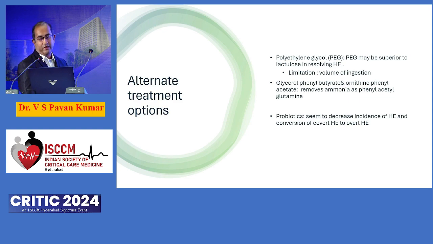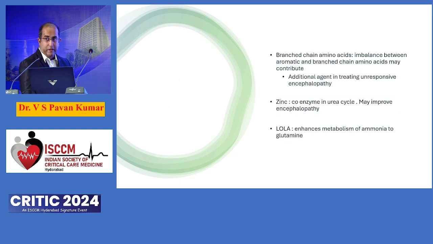Next, you have different chemicals like glycerin phenylbutyrate and ornithine phenylbutyrate, which essentially convert ammonia to phenylacetyl glutamine, which is excreted by the kidney. We've been talking about gut dysbiosis, so probiotics have been shown to either resolve HE or decrease the conversion of covert HE to overt HE. So either minimal to grade 2 or such.